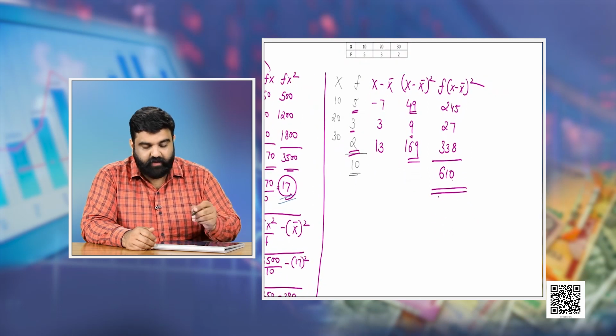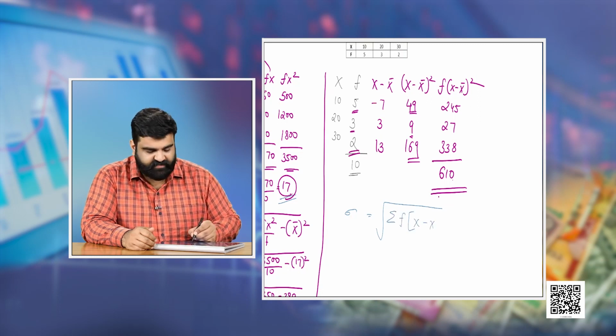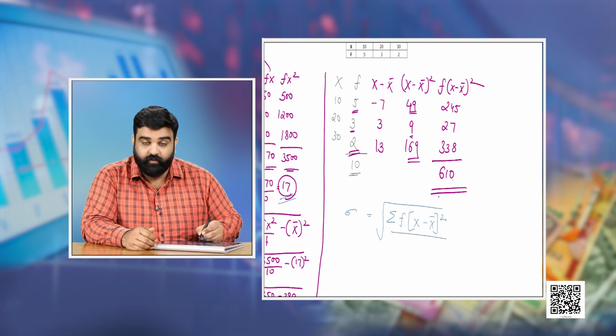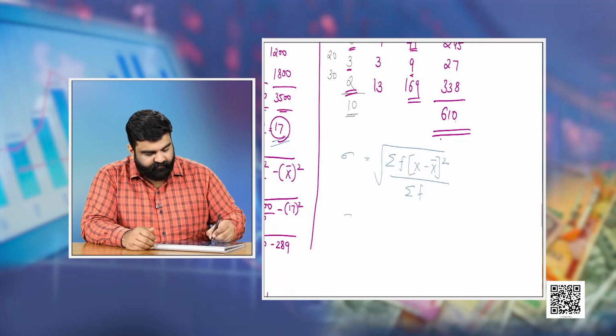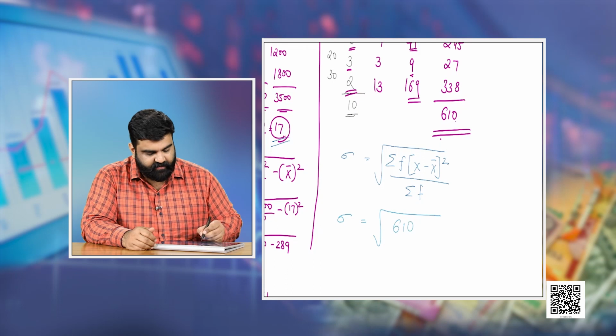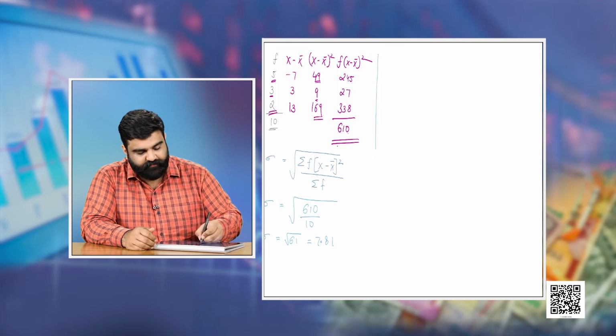Now, let us calculate the standard deviation. So, the formula will be the square root of sigma f x minus x bar raised to the power of 2 divided by sigma f. So, we have standard deviation equal to 610 divided by 10, which will be root 61, and hence my final answer will be 7.81 again. So, we have the same answer from both the methods.